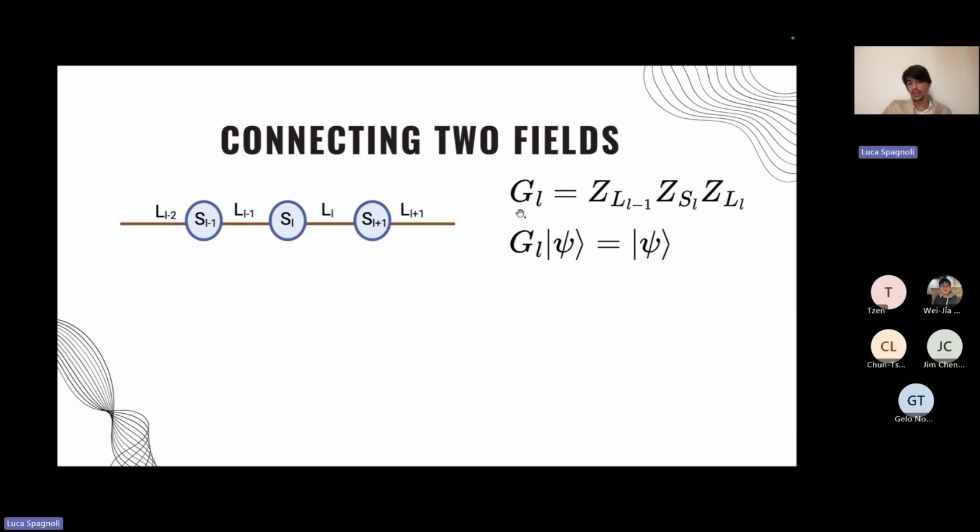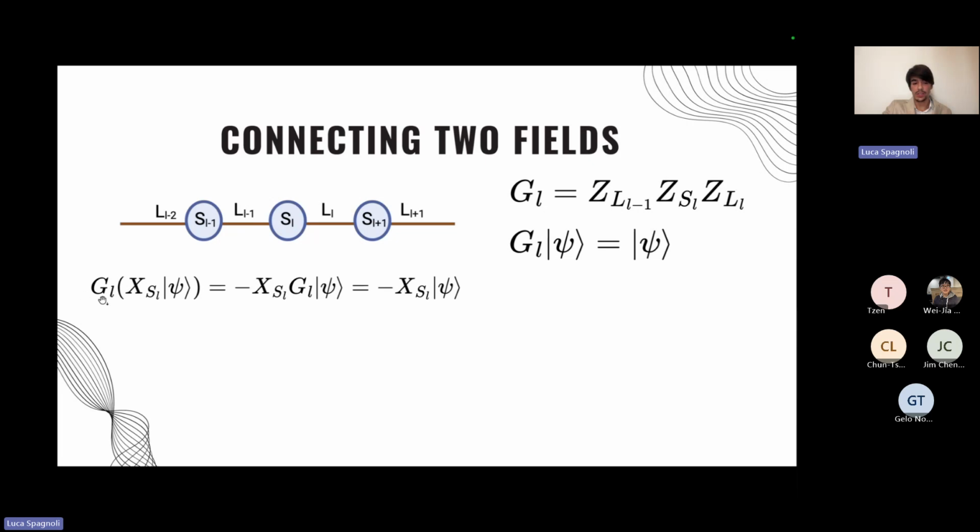So we have the Gauss law with this property, and we said that applied to a state with no errors, it will always give plus one eigenvalue. What happens if I apply it to a state that had an error? Let's say a bit flip error, which we model, as I said at the beginning, with an X on that qubit, the qubit of a site.